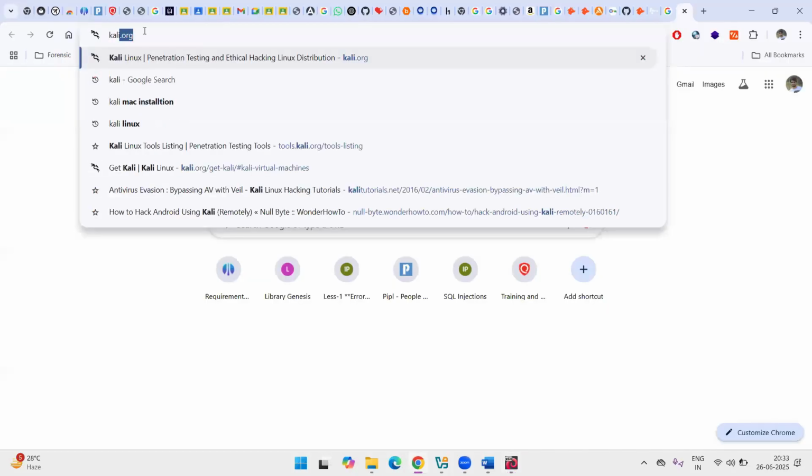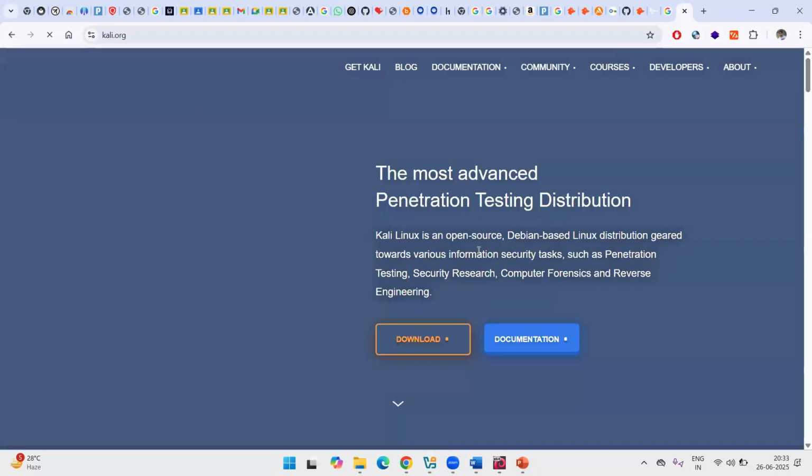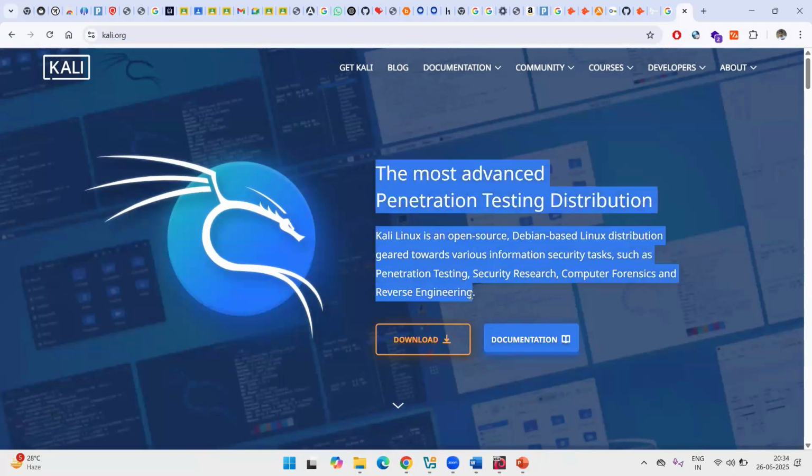If you go to kali.org, it's an open source Debian based operating system meant for security people. Of course, it is geared towards various types of information security related tasks such as penetration testing, security research, forensics, and reverse engineering. So this is the operating system that we are going to use.